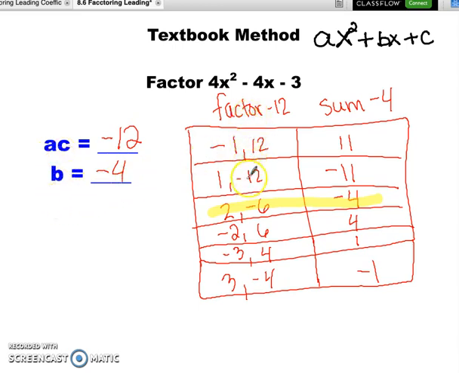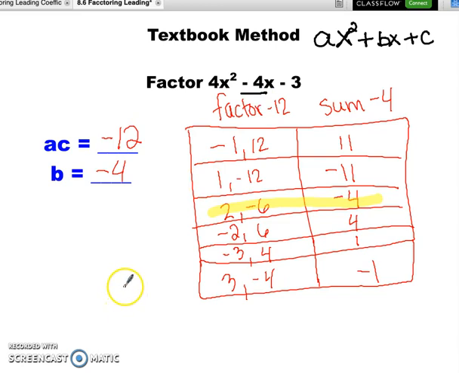And we're going to write all the factors of negative 12, because 4 times negative 3 is negative 12. So here again we can do either negative 1 times 12, or 1 times negative 12. Adding them together gets us 11, or negative 11. 2 times negative 6 gets us negative 12, but added together gets us negative 4. And that is what we are looking for.